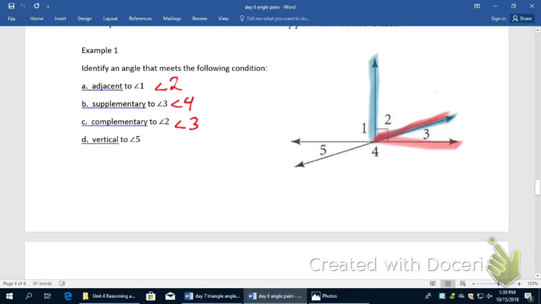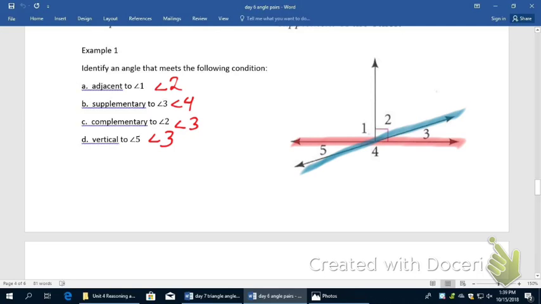Alright, last one. What is a vertical angle to angle 5? Vertical angles happen when lines intersect. So there's one of the lines. Here's the other one. Vertical to angle 5 will be angle 3.